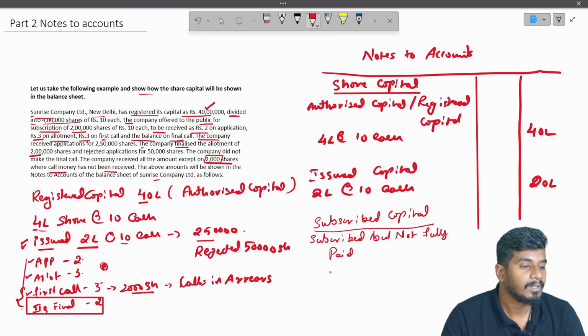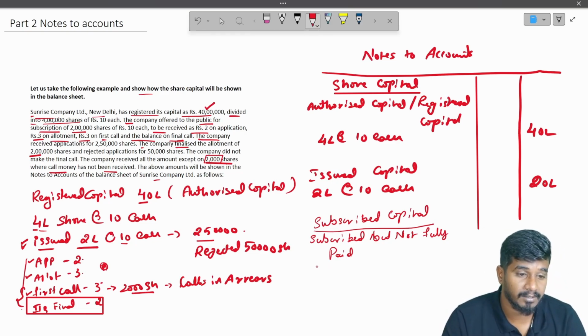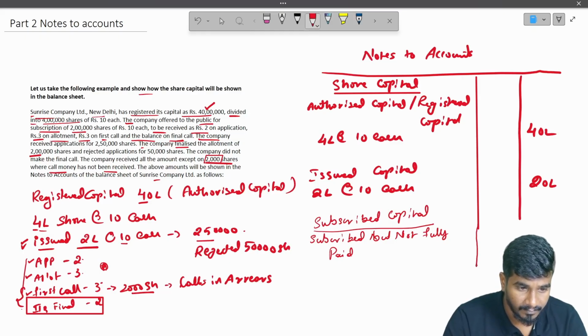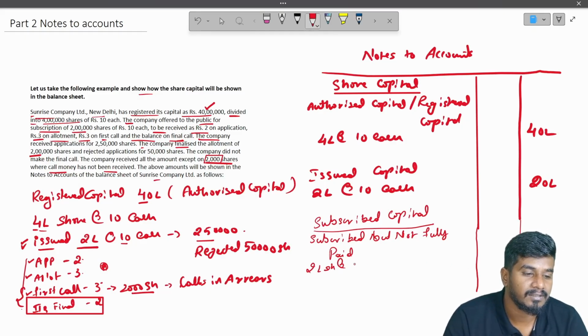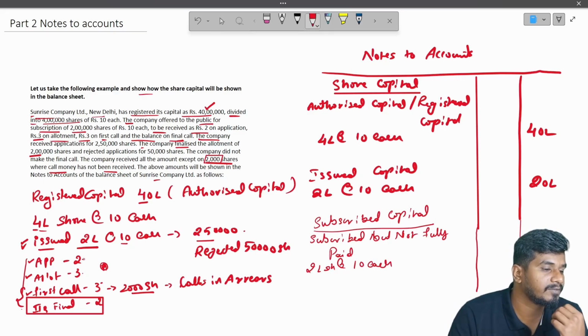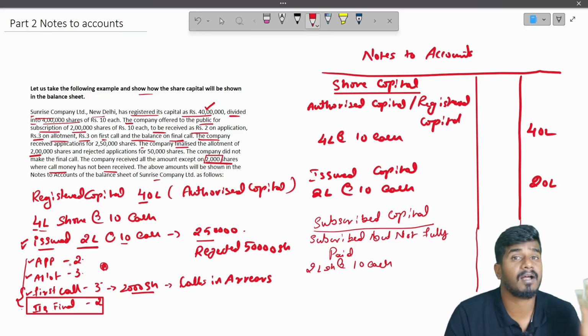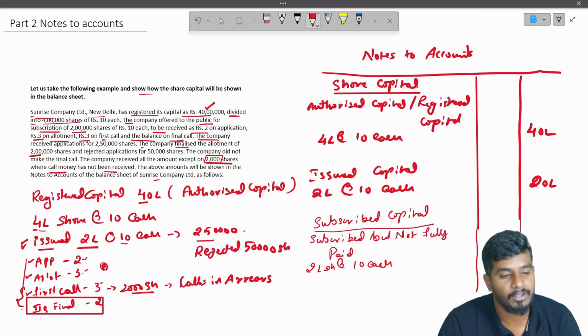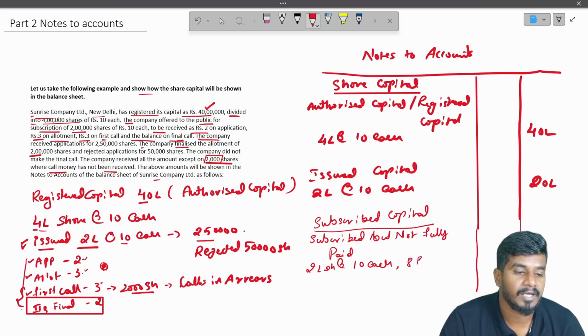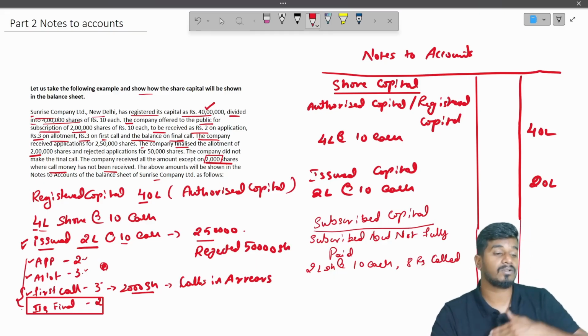Right. So let us see how much we have received and how much we should record in notes to accounts. We have issued 2 lakh shares at 10 each. So how much have we called? Application, allotment, and first call. So 2 rupees plus 3 plus 3, which means 8 rupees we called up. Still 2 rupees we didn't call.